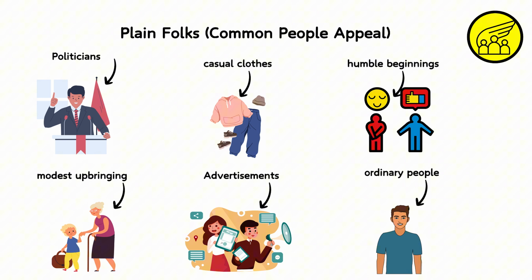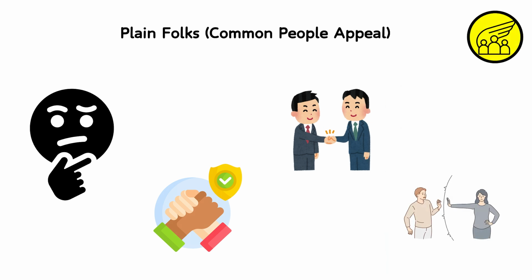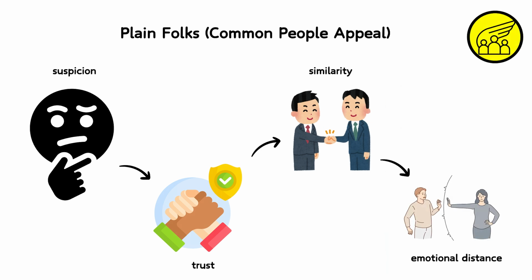Corporate leaders might emphasize their modest upbringing or regular person habits despite their wealth. Advertisements frequently show products being used by seemingly ordinary people in everyday situations. The technique works by breaking down barriers of suspicion and creating trust through perceived similarity. When powerful figures or organizations present themselves as just like us, it becomes harder to view them critically or maintain emotional distance from their message.